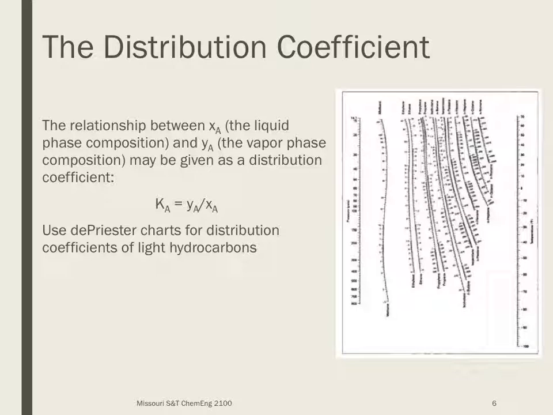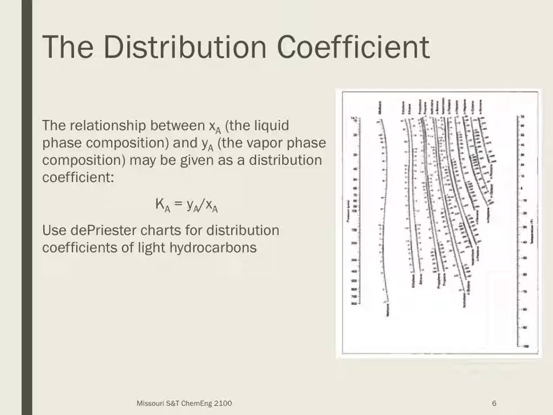We'll talk about something called a distribution coefficient. This is just simply a way of relating the X_A and the Y_A for a system. If you look at Y divided by X, so the vapor phase divided by the liquid phase, that's going to be K, this distribution coefficient. We're going to find some equations for these in some future courses. For this course, we're going to sort of treat them like they just come from magic.